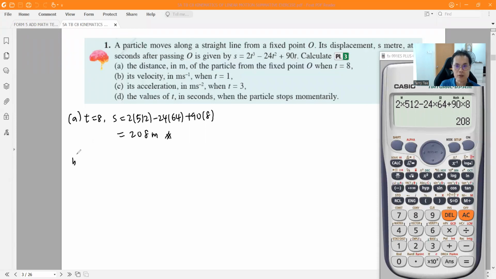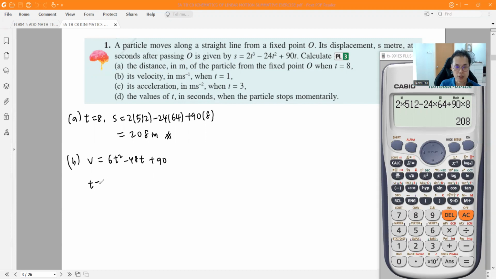Okay, second one, find the velocity when t is 1. Before we find velocity, we know we have to differentiate displacement to get the velocity function. So when you differentiate 2t cubed, 3 times 2 is 6, copy t, reduce the power by 1. Differentiate negative 24t squared, negative times 24 times 2, negative 48, copy t, reduce the power by 1. When you differentiate 90t, you get 90.